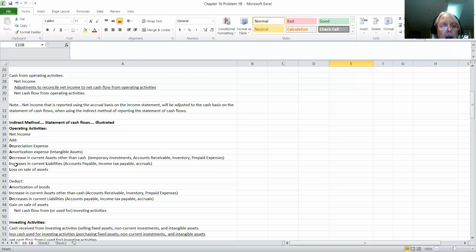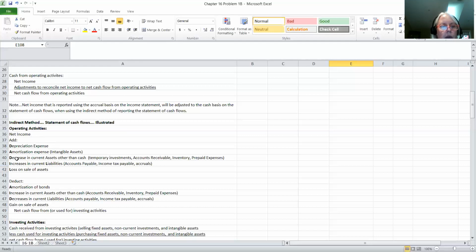You're also going to add back any increases in current liabilities, such as accounts payable, income tax payable, or any type of accrued payables. If there are increases in these current liabilities, you're going to add them back to the net income to adjust it to the cash basis. We're also going to keep up with any losses on the sale of our plant assets or our investments. If we have a loss on the sale of assets, they're also going to be added back to the net income under the operating activities section.